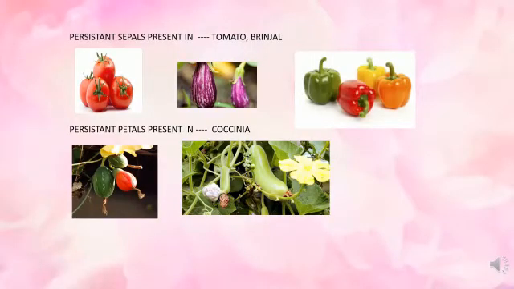Generally, petals and sepals will dry and fall off after fertilization, but here in the picture you can see tomato, brinjal and capsicum. You can see the sepals for a long time. So these are called persistent sepals. Then persistent petals you can observe in coccinea, dondakai and bottle gourd. So the petals will stay for a long time.